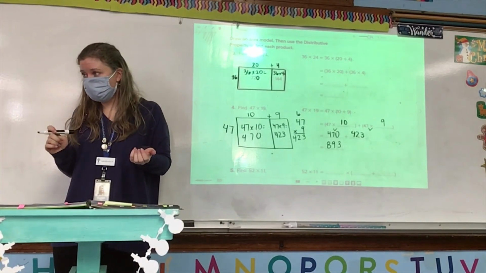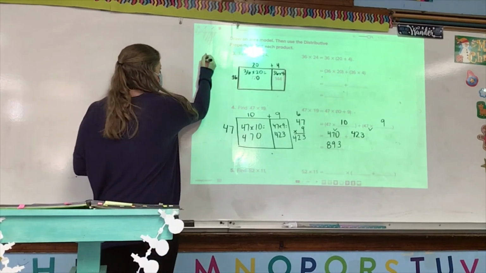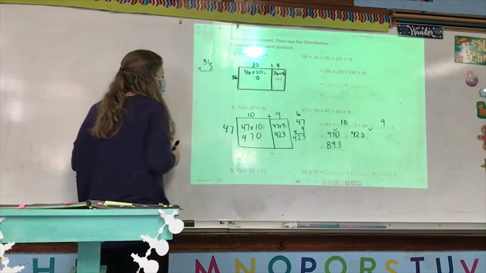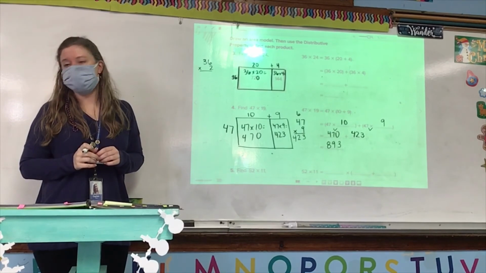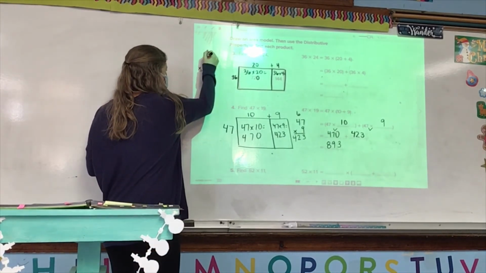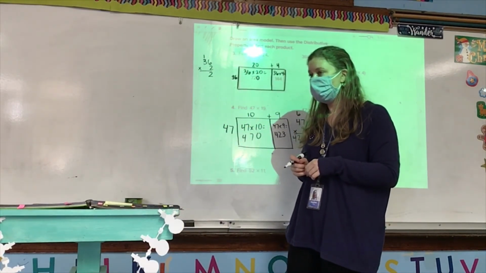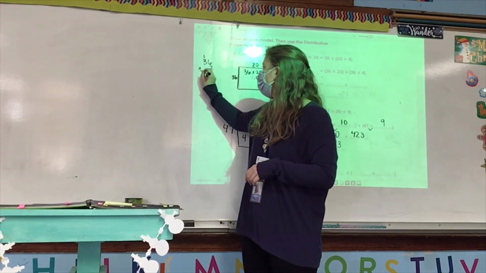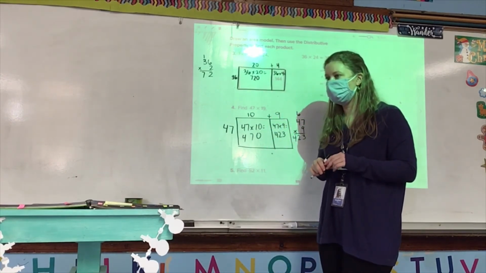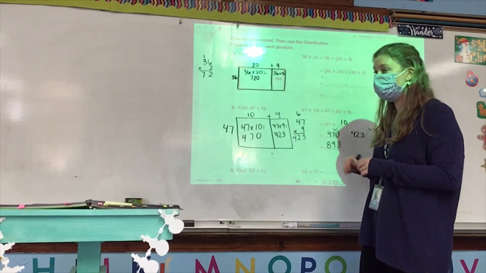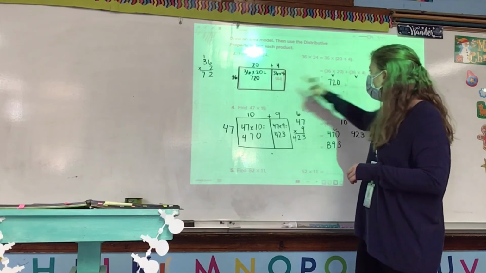Is that a basic fact? Is 36 times 2 a basic fact? So let's solve it over here. Kingston, 6 times 2 is? 12. Keep the 2 in the ones place, regroup the 1 to the tens place. Kingston, 2 times 3 is? 6. Plus 1, 7. So that means we put 72 in front of the 0. So 36 times 20 is? 720.